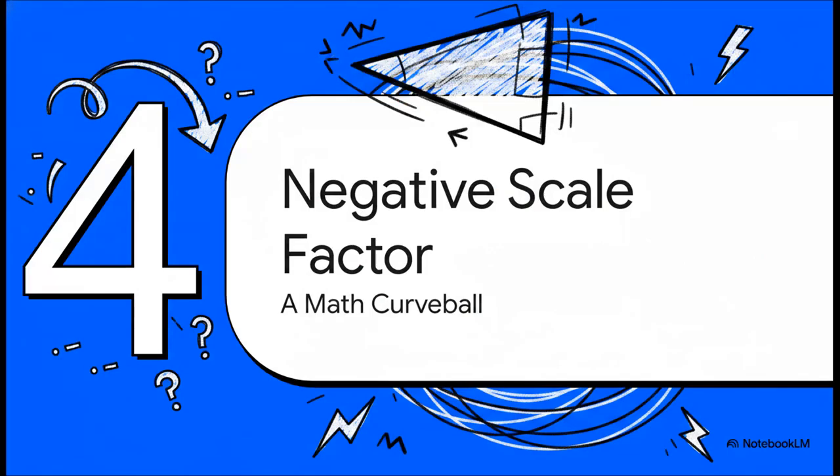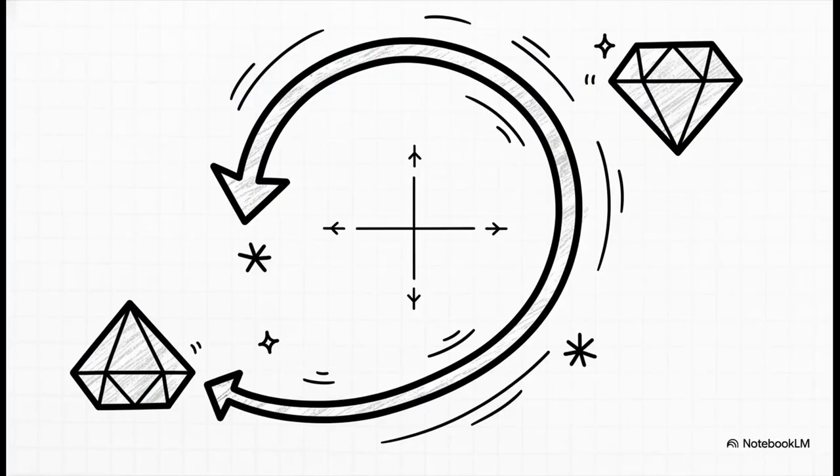Which brings us to section 4, the negative scale factor. Get ready, because here comes a major mathematical curveball. Brace yourselves for this. When we introduce a negative scale factor, the figure resizes and it rotates. Yeah, it doesn't just change size. It literally flips entirely across the origin of the graph. It's almost like the shape is doing a cartwheel to the total opposite side of your paper. Honestly, it is easily one of the coolest visual transformations you'll ever see in geometry.